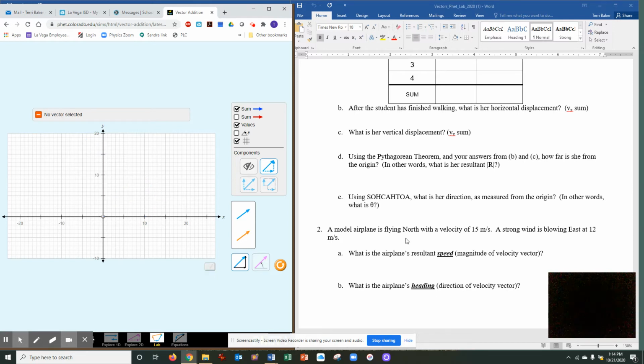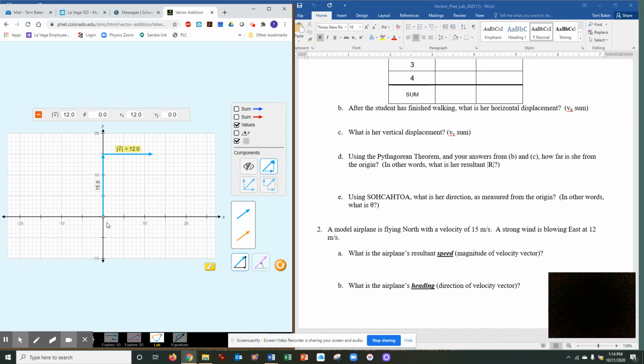extension question here. A model airplane is flying north with the velocity of 15 meters per second. So you come over here, put your first vector, 15 meters per second. A strong wind is blowing east at 12 meters per second. So put your next one up, and it should be 12.